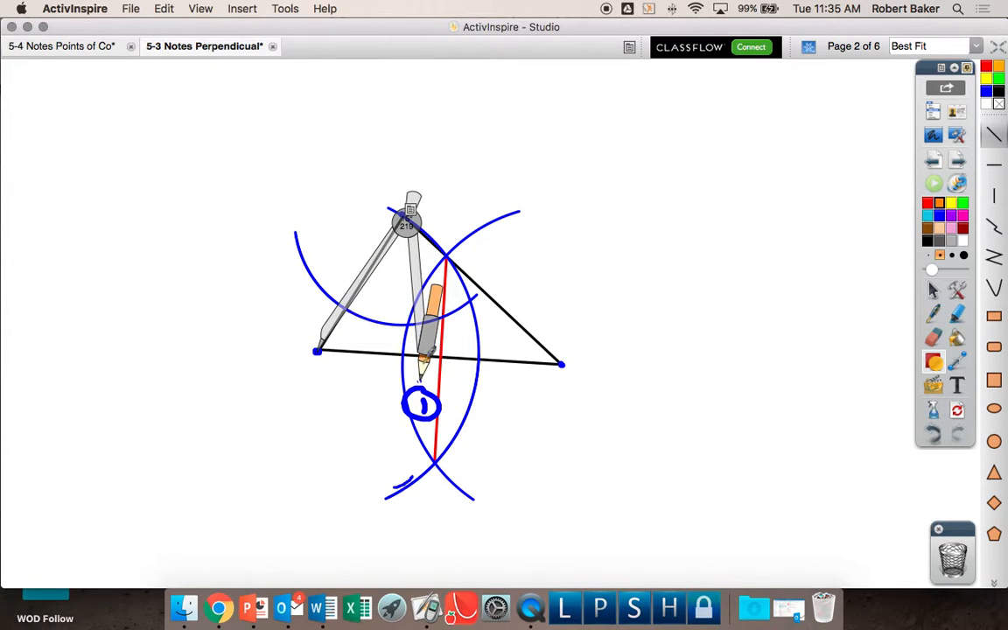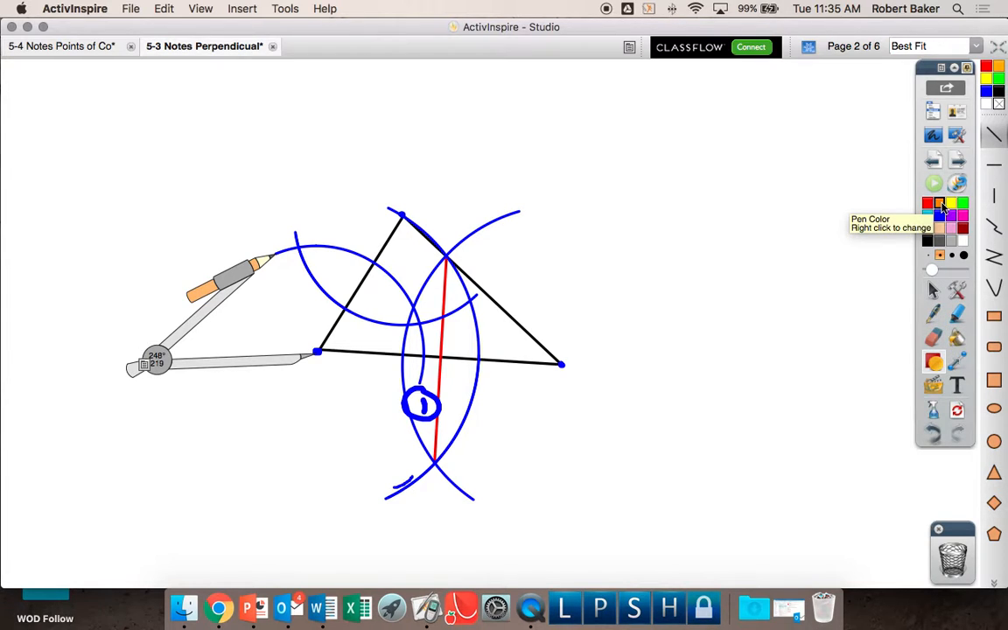Who's lost right now? I'm good. You just didn't change colors. I know, right? Sorry. So the intersection of this arc and this arc is the construction of my perpendicular bisector. I will attempt to change colors from here to here, all the way through to the other side. I hope that my next line goes through that intersection right there. Okay?